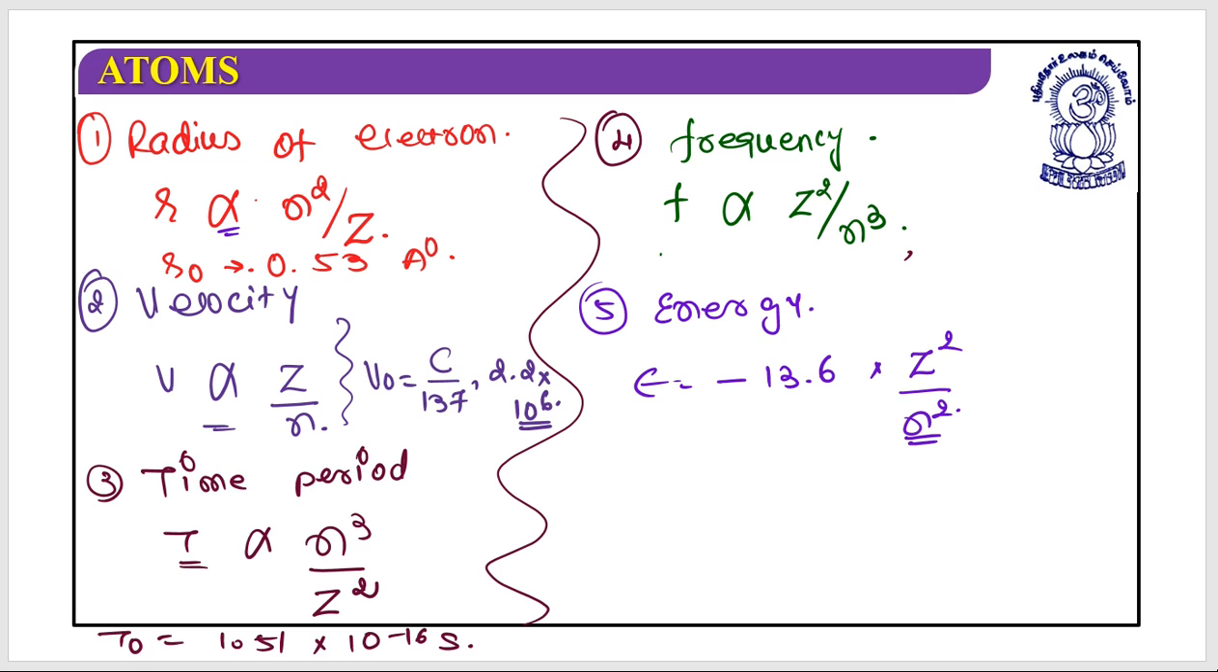For this frequency, it is just the inverse of 1 by T naught. And here I have already written it. So please keep this in mind, and please note it down in your book as well.